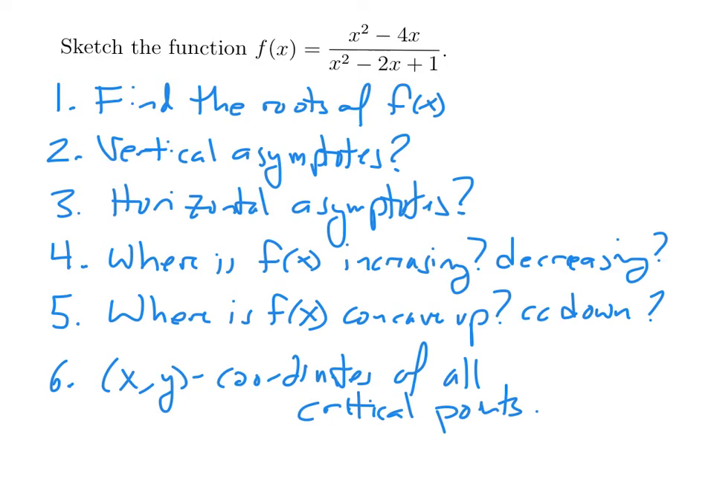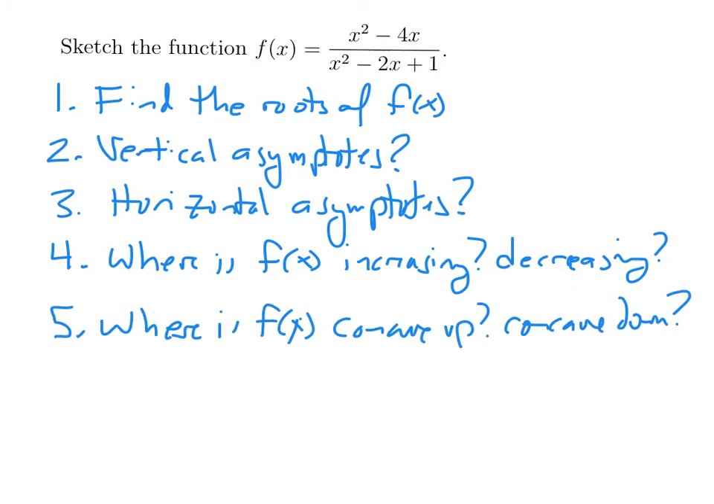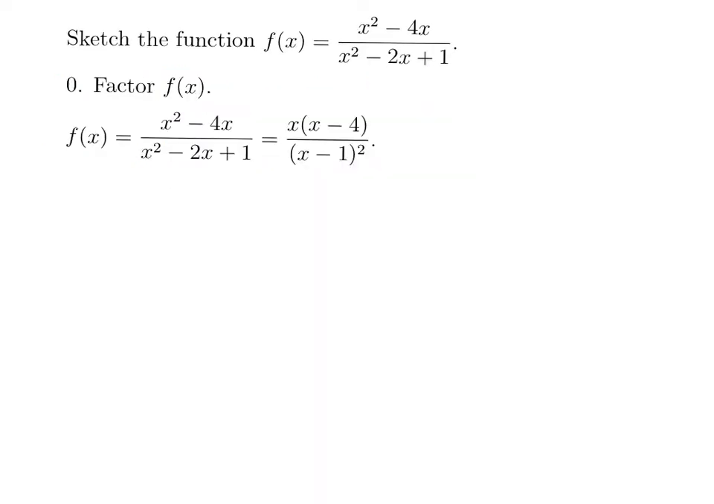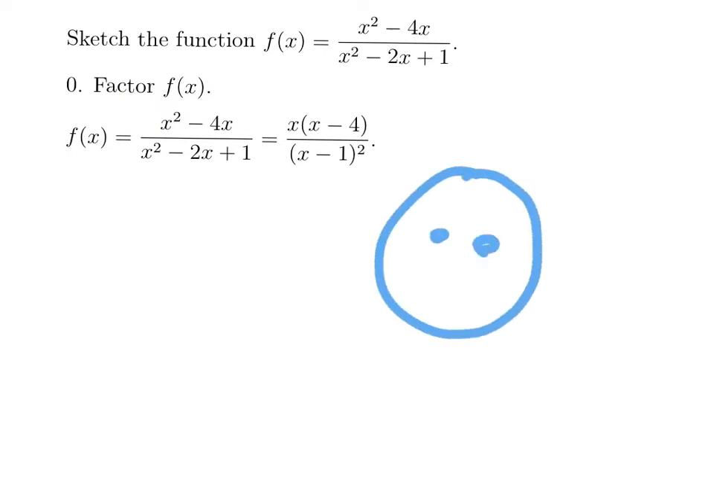We then just have to check where all the critical points are, exactly what the xy coordinates are, and where it's concave up and concave down. And then an easy step, figuring out the coordinates of the critical points. It wasn't a step on my list, but it is awfully helpful if before we get started, we factor the rational function like I've done right here.